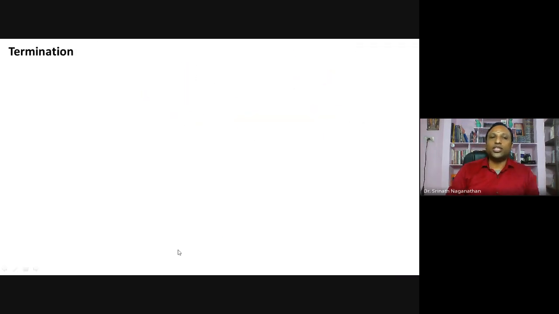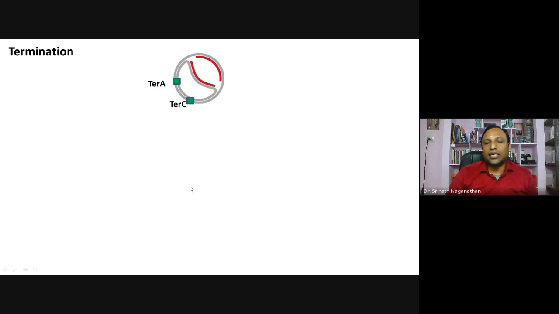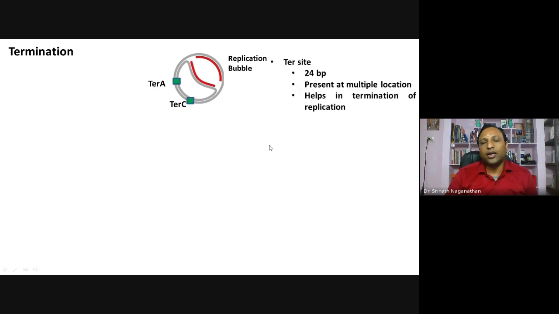So let's go to the termination now. In the termination process, as we have seen, the theta model has started developing, and the strands are forming in the clockwise and anti-clockwise direction. Now there are two sites present here, called ter A and ter C, for termination. This is our replication bubble, and the ter site is 24 base pairs. It is present at multiple locations and helps in the termination of replication.